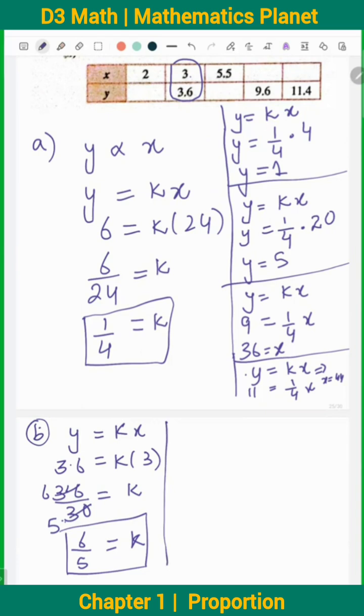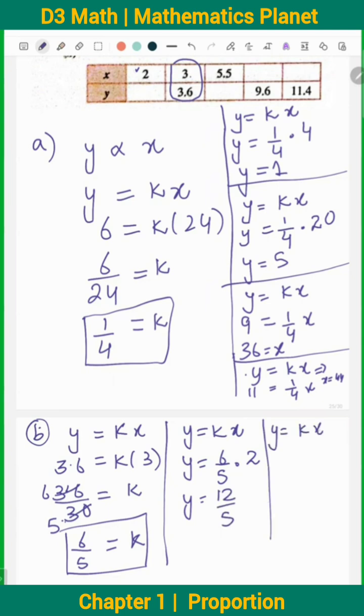Okay. Now the number 1 part. Y is equal to kx. Now y is equal to 6 by 5 multiplied by 2. So y is equal to 12 by 5. Second is done. Third one. So y is equal to 6 by 5 multiplied by 5.5, which can be written as 11 by 2. 6 times 11 is 66, 5 times 2 is 10, so 33 by 5.